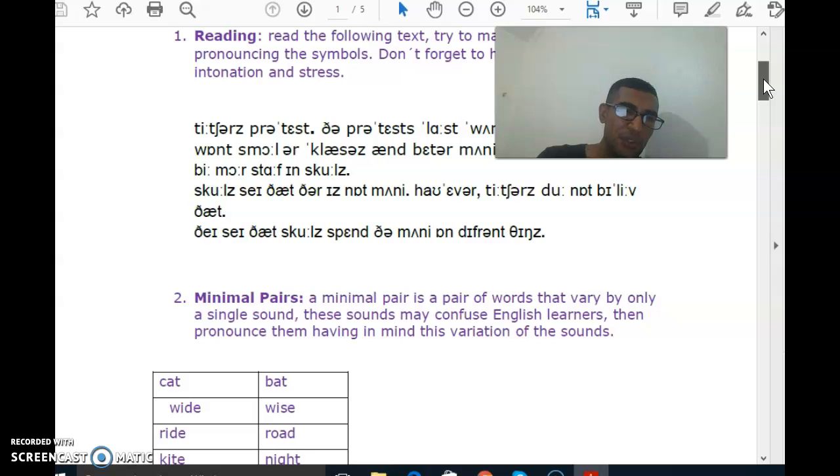Step 2, minimal pairs. A minimal pair is a pair of words that vary by only a single sound. These sounds may confuse English learners. Then pronounce them having in mind this variation of the sound.